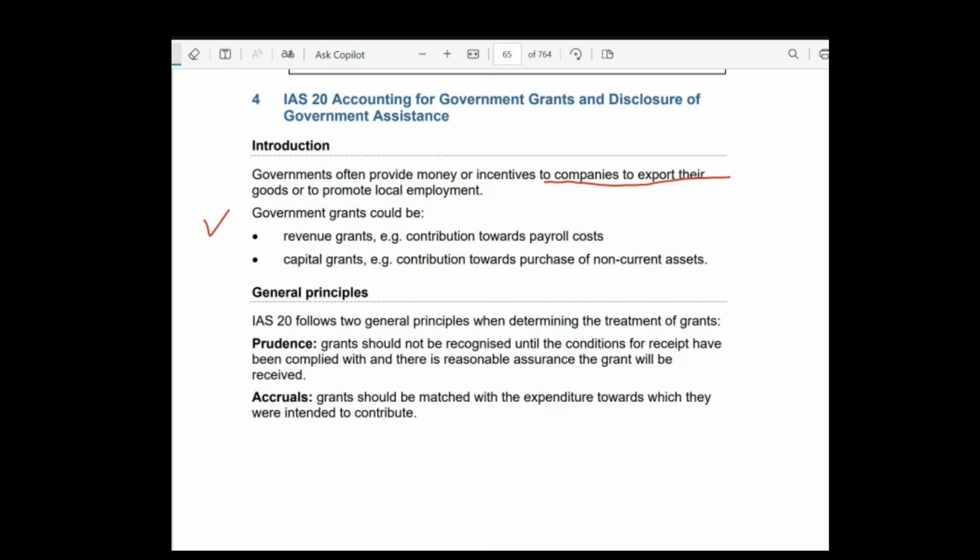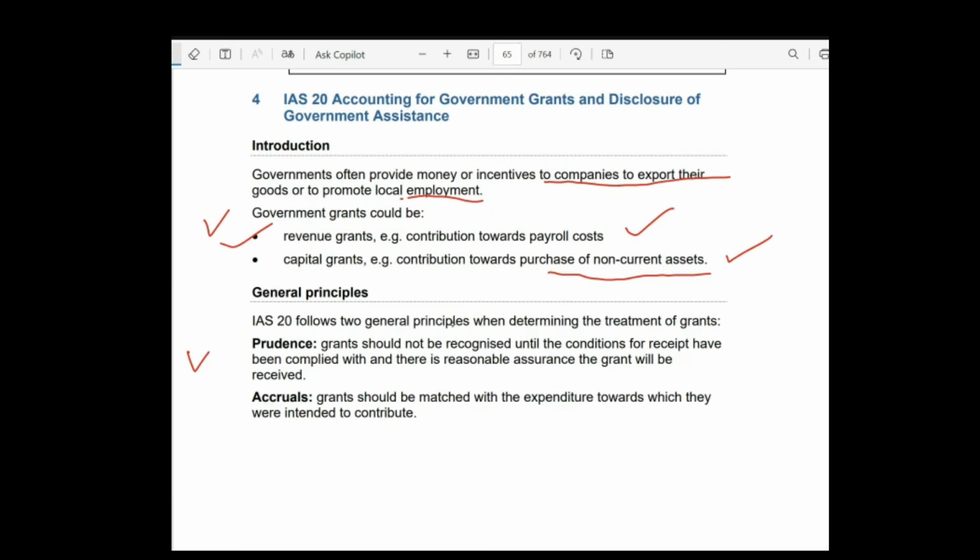The second is accrual. A grant should be matched with the expenditure towards which it was intended to contribute. Like if a grant is given by the government for 3 years, you will accrue and make the transaction on a yearly basis. You will record the transaction in your books of accounts on a yearly basis. So this is the meaning of this definition.